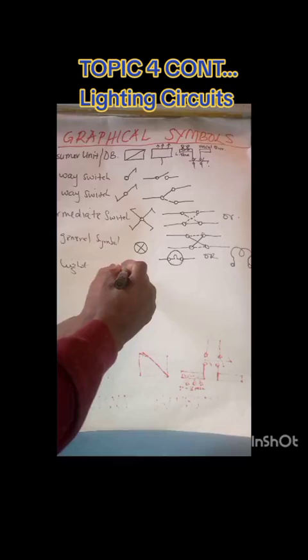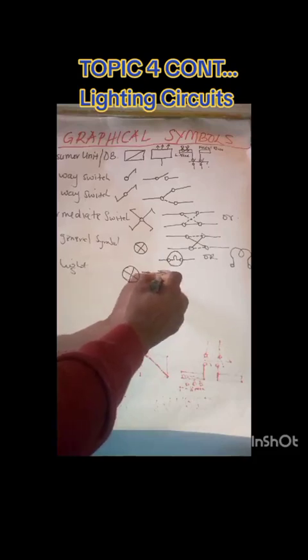The other one is a spotlight, that is number 6, spotlight. And spotlight is expressed this way. Circle, and like this, with arrows. That is how we express our spotlight.